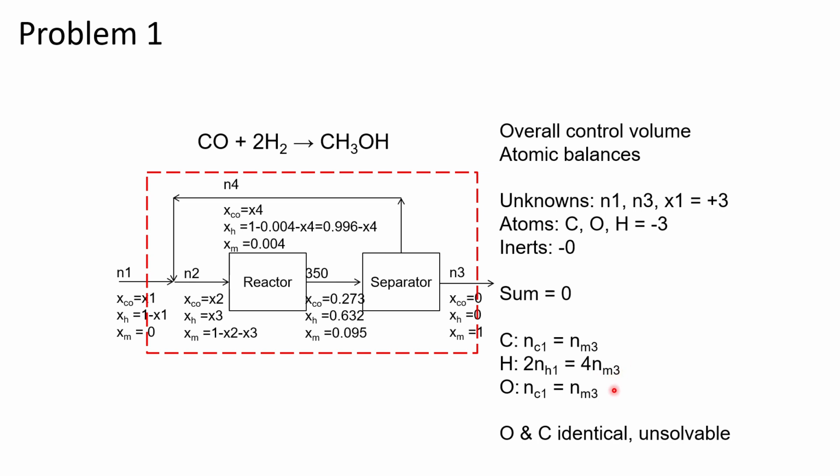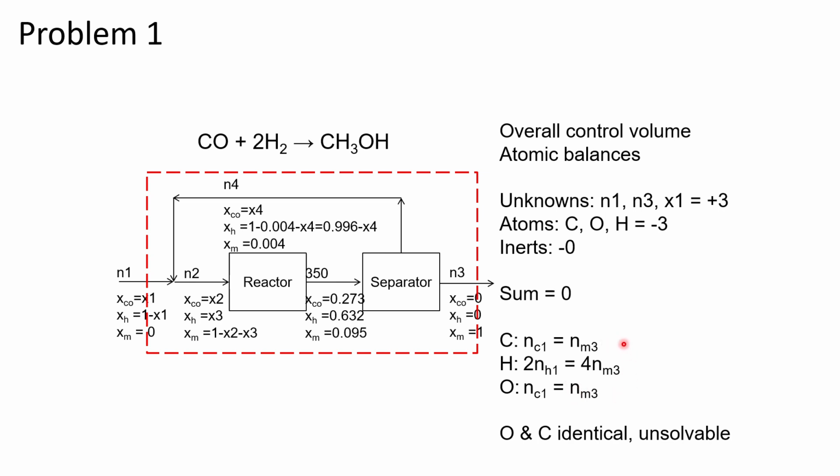Now let's look at the oxygen balance. The oxygen flow rate that comes in over here is going to be the flow rate of carbon monoxide. That's the only species that has oxygen in it. It's going to be the flow rate of carbon monoxide times 1, since there's 1 atom of oxygen per molecule of carbon monoxide. What comes out in the product here, the only thing that comes out is methanol. So we'll write down the number of moles of methanol that comes out, NM3, and there's 1 atom of oxygen per molecule of methanol. So we'll put a 1 here.